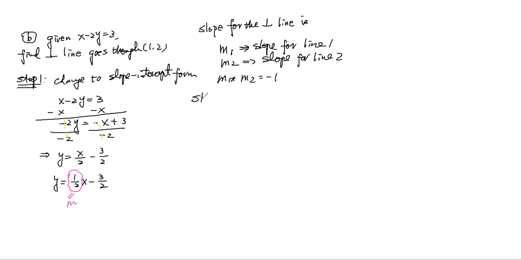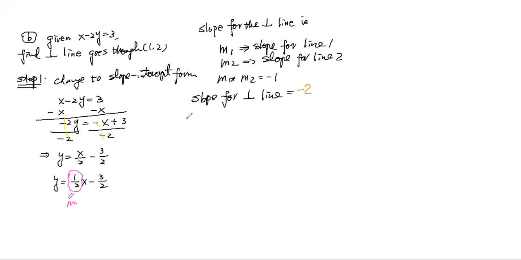So the slope for this perpendicular line will be what? You flip it: it's 1/2, you flip it, it's 2. Then you put a negative sign, so it's negative 2 here. Be very careful: you flip it and put a negative sign.